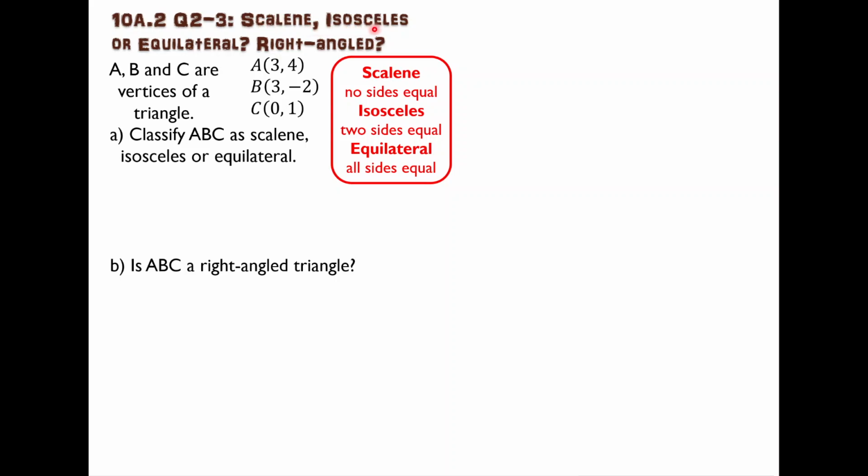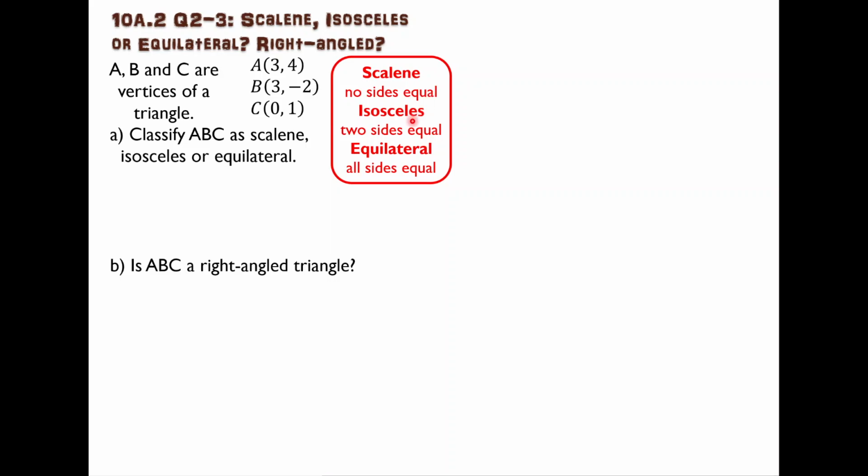Scalene? Isosceles? Equilateral? What do these words mean? Before we can really tackle this question, we should figure that out. A scalene triangle is one where all of the sides are different. No two sides have the same length.